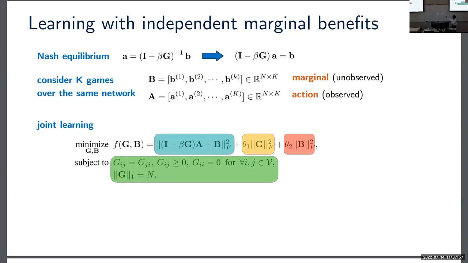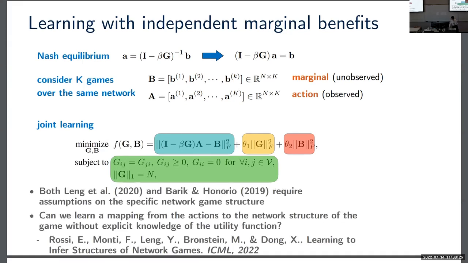So in this setup, we assume that marginal benefits are independently distributed, meaning that neighbors' marginal benefits are not dependent on one another. If they are, we also have a setup there. We assume that this marginal benefit is homophilously distributed as well, meaning that neighbors' marginal benefits are similar to one another. So in this setting, we can replace the third term with the graph Laplacian.